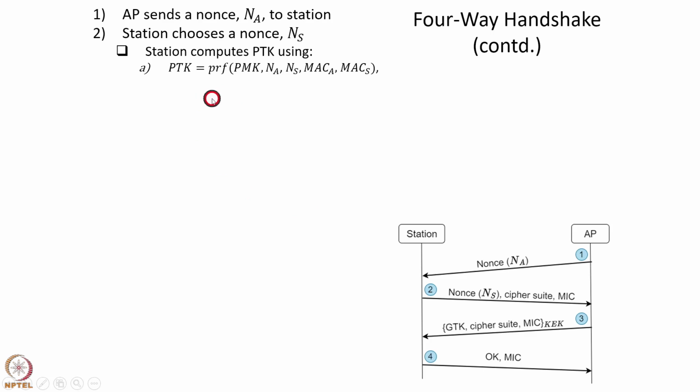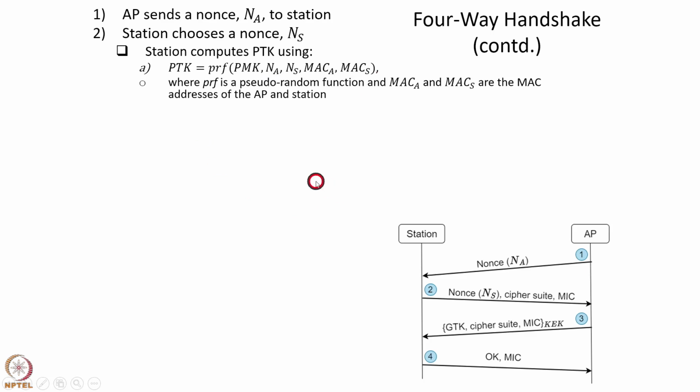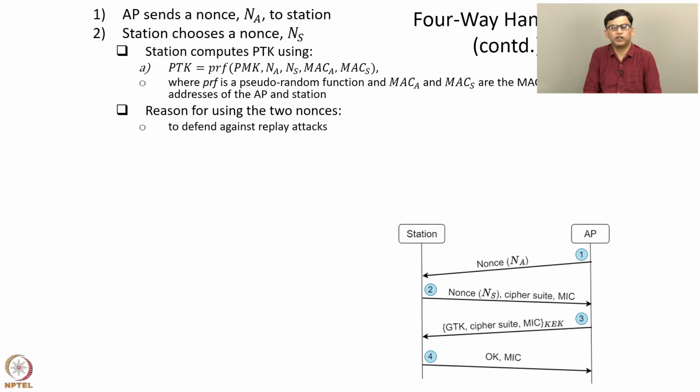The PTK is a pseudo-random function of PMK, NA, NS, MAC-K and MAC-S, where PRF is a pseudo-random function and MAC-K is the MAC address of the access point and MAC-S is the MAC address of the station. So the PTK is derived from the PMK, the nonces and the MAC addresses. So what is the reason for using the two nonces? The reason is the same as the reason discussed in the previous protocols. To defend against replay attacks, the nonce NA defends the access point against replay attacks, and the nonce NS defends the station against replay attacks.